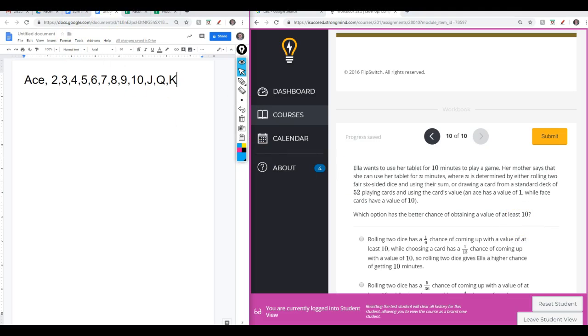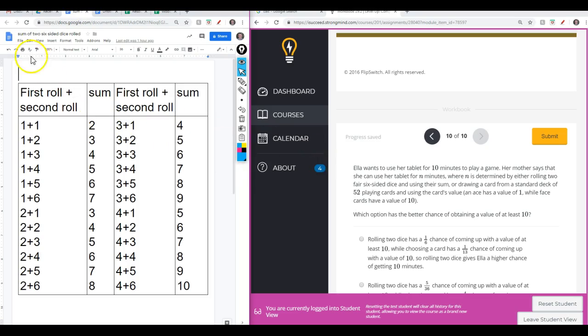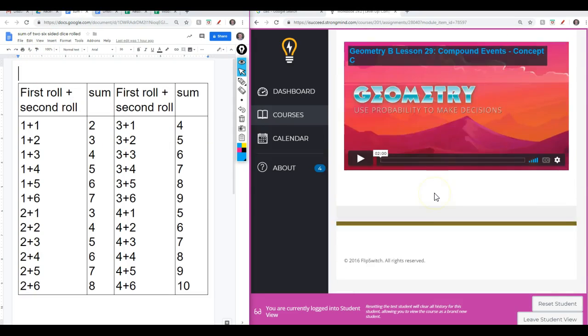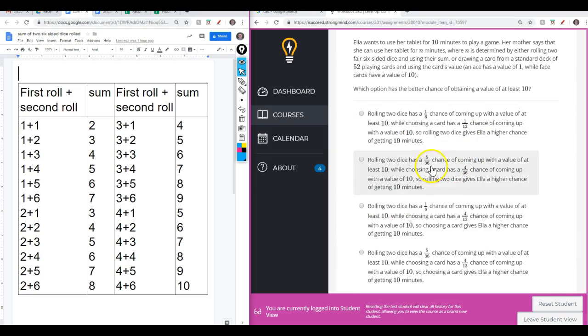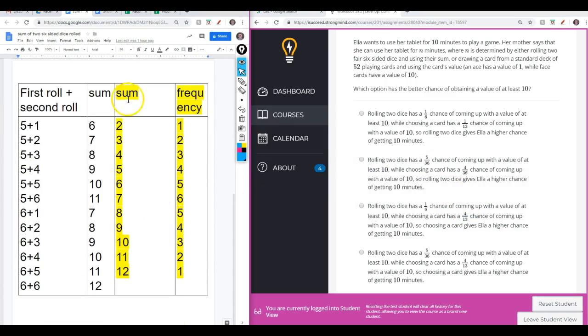Alright, so if we go back to the sum of two six-sided dice being rolled, again, it'll be up at the top in the teacher instructions, so you can use it as a resource. So if we go to the sum, a 10, and how often, it happened 3 times. Again, remember that there was the total frequency of 36 different rolls.